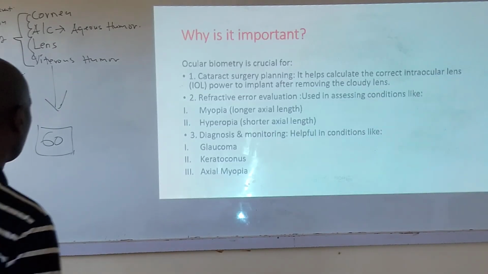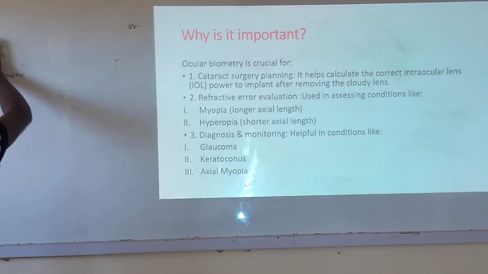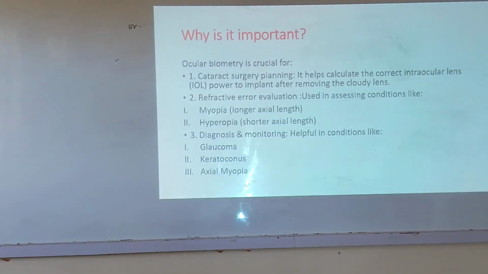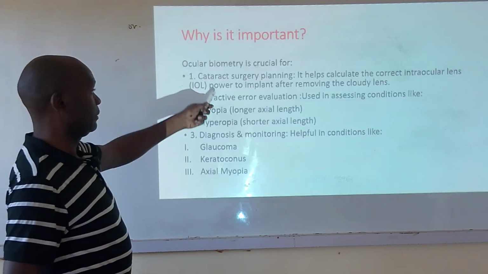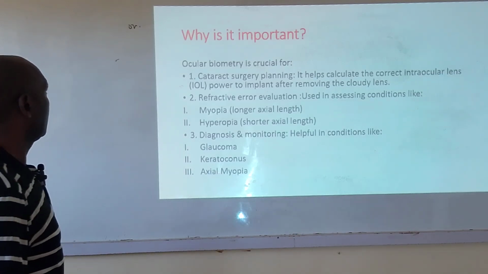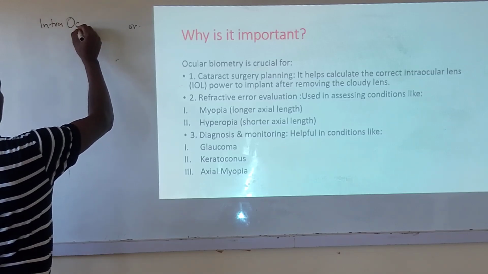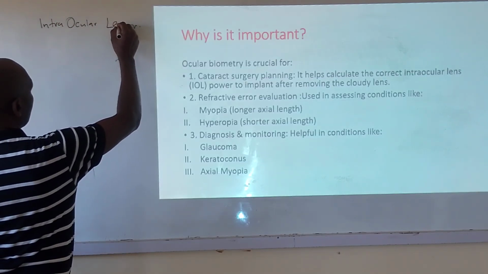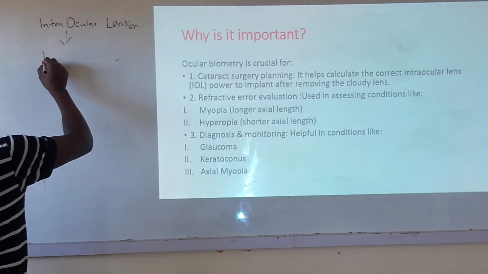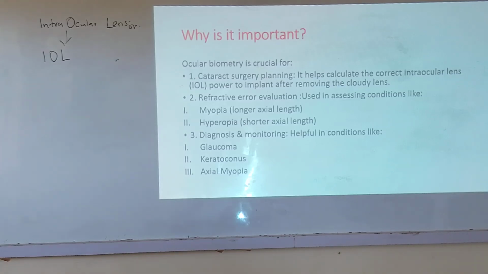So why is it important to do the ocular biometry? We do it, as we have mentioned, for planning during cataract surgery. So it will help you calculate the correct intraocular lens. Intraocular lens sometimes is abbreviated as IOL. So what does this one mean?